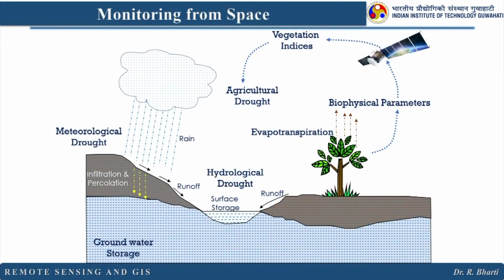Now let us see what are the different aspects you can monitor from space. So let us see one by one. Here you can see this is groundwater storage, and there are different components here, and all of them can be monitored by this remote sensing and GIS. So let us see one by one. This is for surface storage, then rain you can always estimate, then evapotranspiration, then different aspects like biophysical parameters, vegetation indices, agriculture drought, meteorological drought, hydrological drought. So such parameters you can estimate from the remote sensing and GIS.